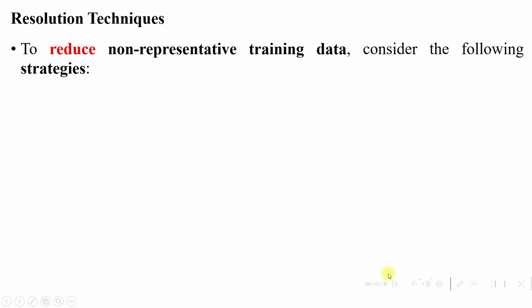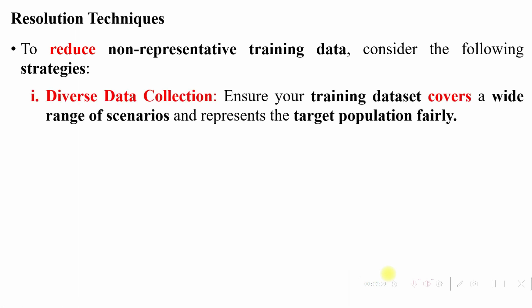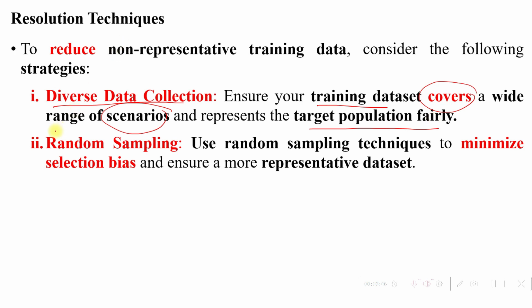To overcome the problem of non-representative training data, you have to follow different strategies. First is diverse data collection. It ensures your training data set covers a wide range of scenarios and represents the target population fairly. This is the major thing we have to do to overcome non-representative training data. Second is random sampling. Use random sampling techniques to minimize selection bias and ensure a more representative data set.